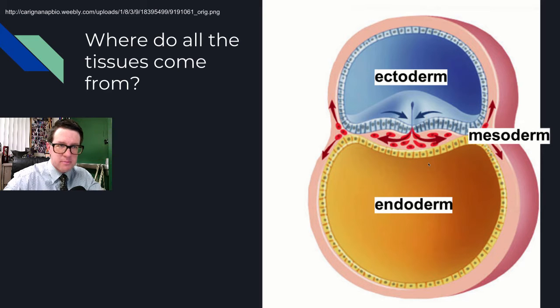This disc becomes you. So this ectoderm becomes anything on the outside of your body, so skin, brain, stuff like that. Endoderm becomes the tube that runs through the middle of your body, and the mesoderm is everything in between. So that would be your bones, your muscles, circulation, and so forth.